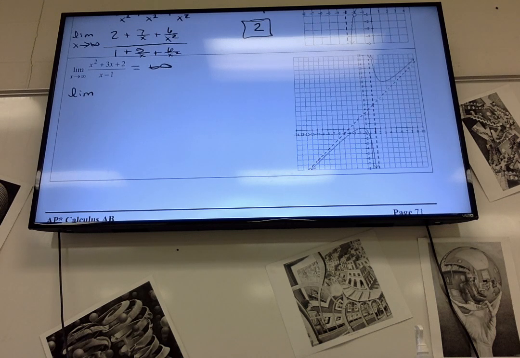Oh, wait. What? Equals infinity. Yeah, as x approaches infinity, it's going up forever. But the actual problem equals infinity? The limit does.